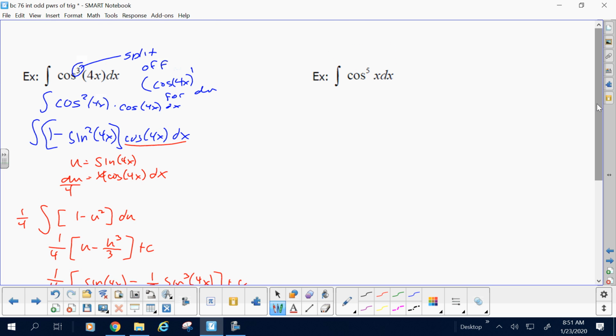All right. A little grosser is an odd power that's a little bigger, cosine to the 5th. But it's all good because you're so darn smart, we'll be fine. What should I do first?